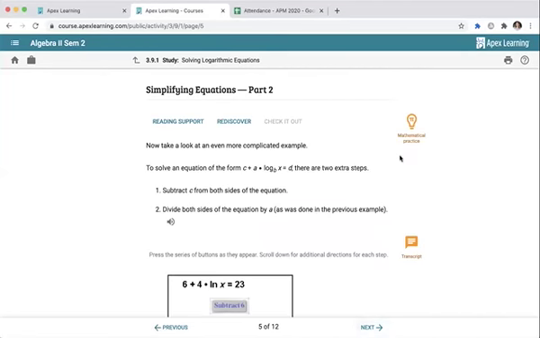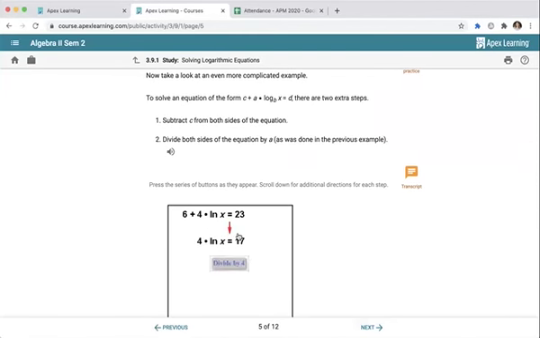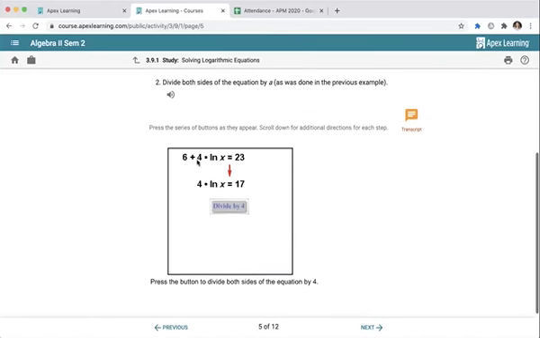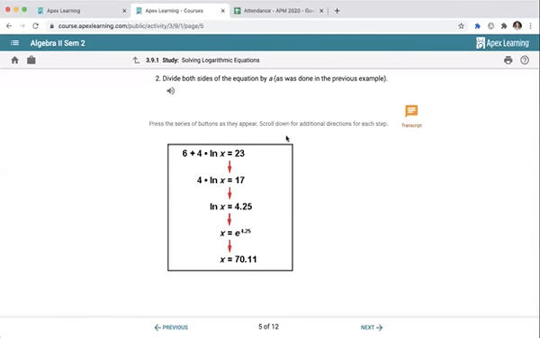If we have something a little more complicated, with a constant out in front and a coefficient, obviously we have to move our constant first, so we subtract 6 from both sides. Then it's the exact same process. Divide by 4. We use our definition. ln is log base e, so we have e to the power of 4.25 equals our x value, and we can solve from there.